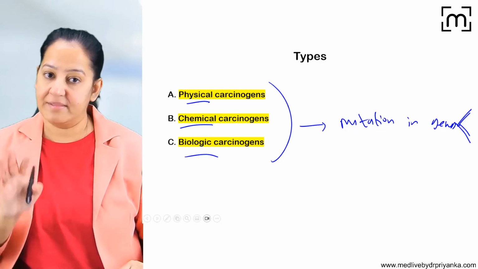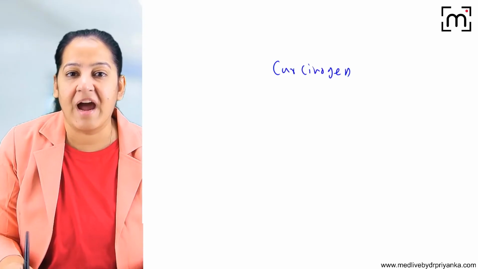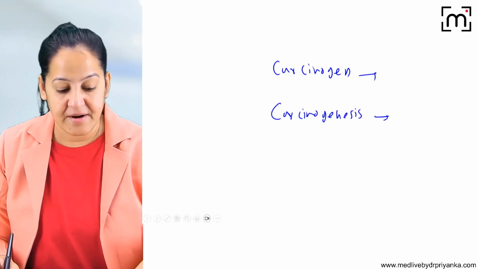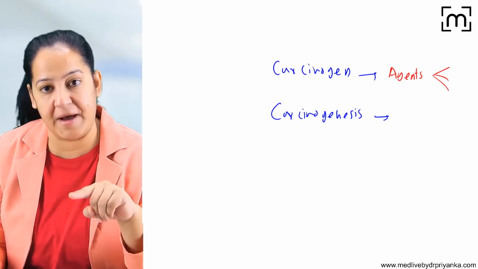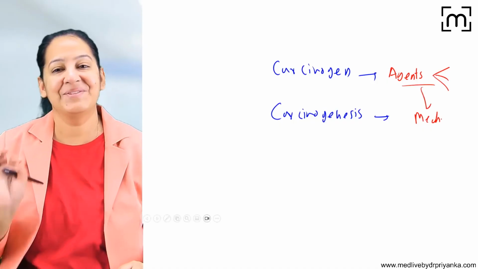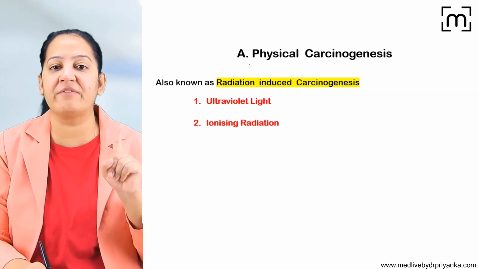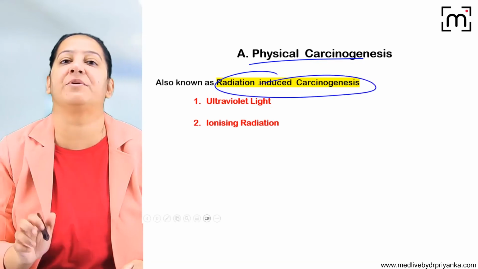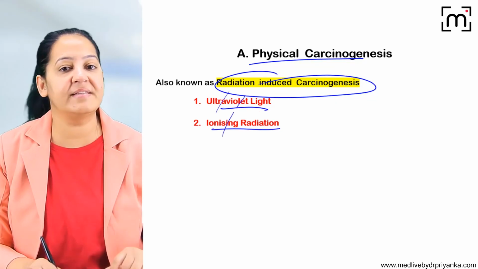One by one, we will see the detail. This is the introduction, this is the definition. What is a carcinogen and what is carcinogenesis? Carcinogens are the agents which induce the mutation. They can be physical, chemical and biological. The mechanism by which this mutation occurs by these agents is known as carcinogenesis. Let's start with the first one, physical carcinogenesis. Physical carcinogenesis is radiation-induced carcinogenesis. Here the radiations are causing the mutation. There are two types of radiation, UV light and IR light. UV is ultraviolet light. IR is ionizing radiation light.